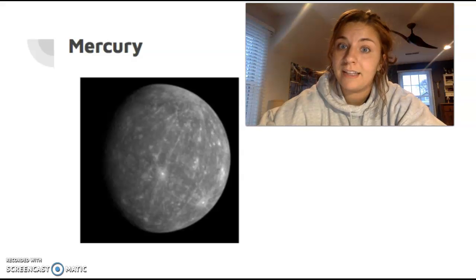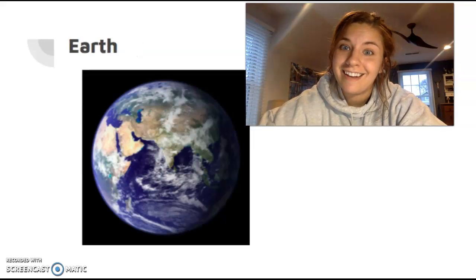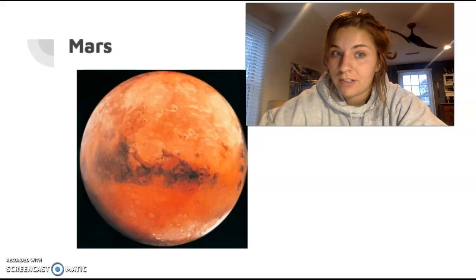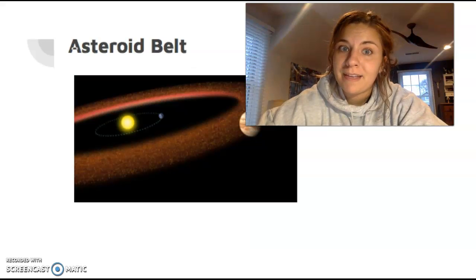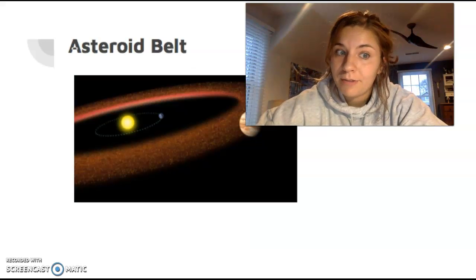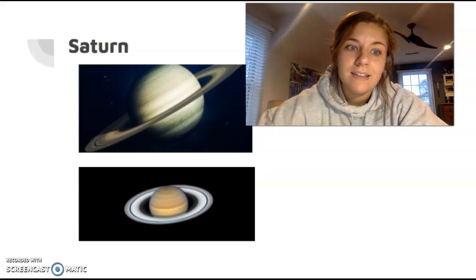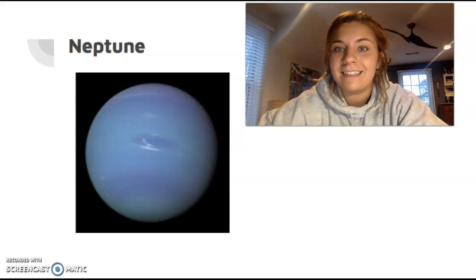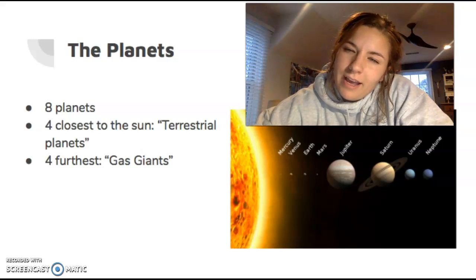Mercury is the closest planet to the sun. The next closest would be Venus, and then our very own Earth, and then the next is Mars. So those 4 are the terrestrial planets. They are separated from the gas giants by the asteroid belt. The first gas giant would be Jupiter, so that is the 5th planet from the sun. And then there's Saturn, Uranus, and lastly, Neptune.